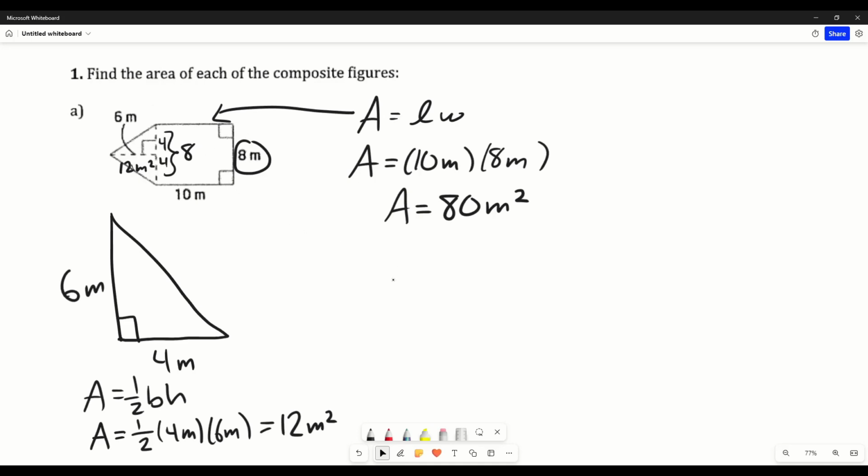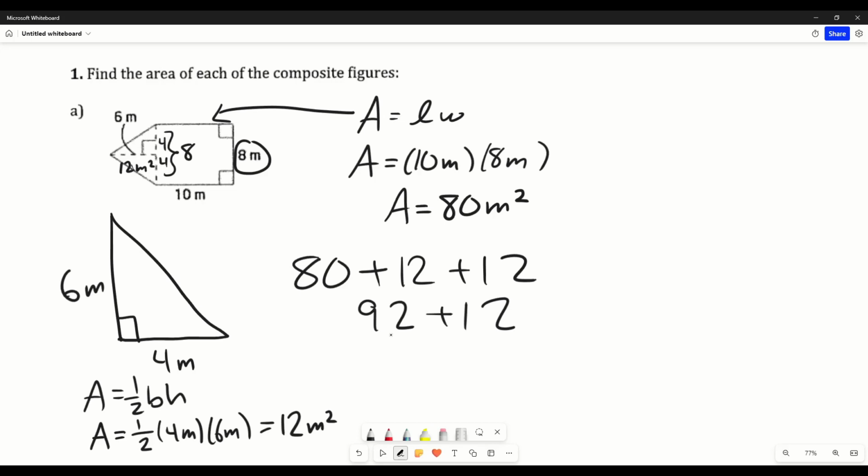So we're just going to add up the area that we calculated for the 2 triangles and the rectangle, starting with the rectangle, which is 80, plus the 2 triangles, which is 12 plus 12. 80 plus 12 is 92, plus 12, 92 plus 12 is going to give us 104, but don't forget our units. Our unit stays the same as meters squared, so our answer for this figure is going to be 104 meters squared.